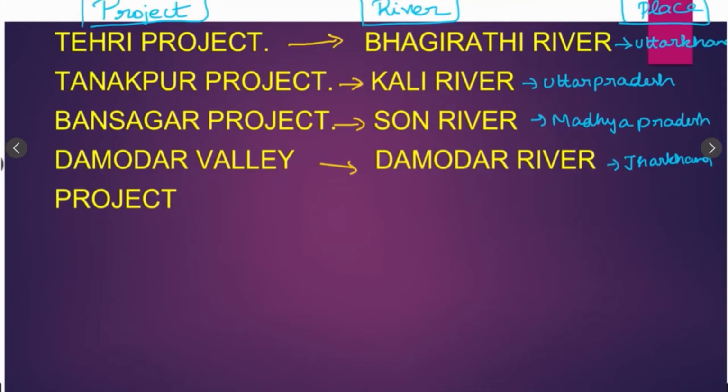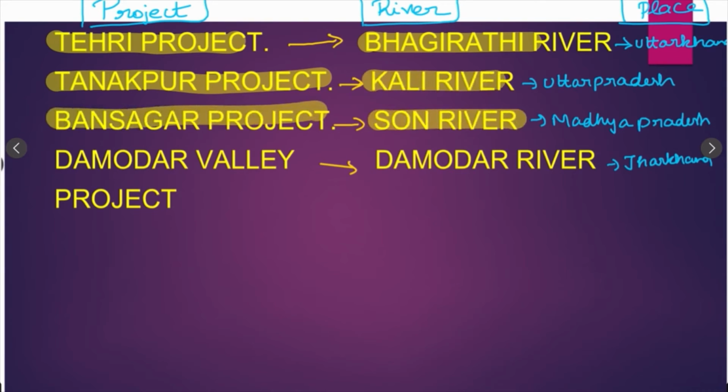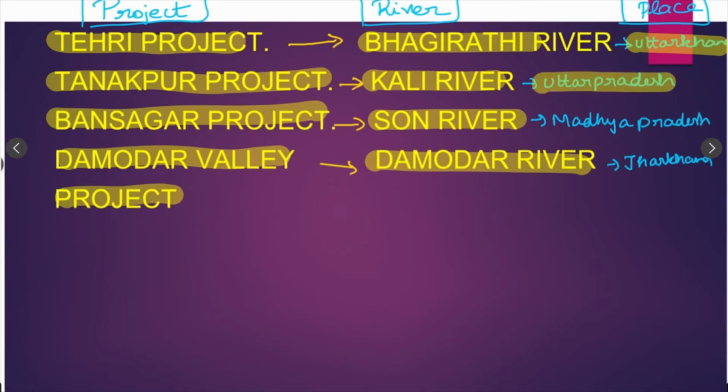Now let's see the major projects on the tributaries of river Ganga. Tehri project is constructed on the river Bhagirathi. Tanakpur project on Kali river. Bansagar project on Son river. Damodar Valley project on Damodar river. Tehri project is located in Uttarakhand. Tanakpur project is in UP. Bansagar project is in Madhya Pradesh. Damodar Valley project is located in Jharkhand.